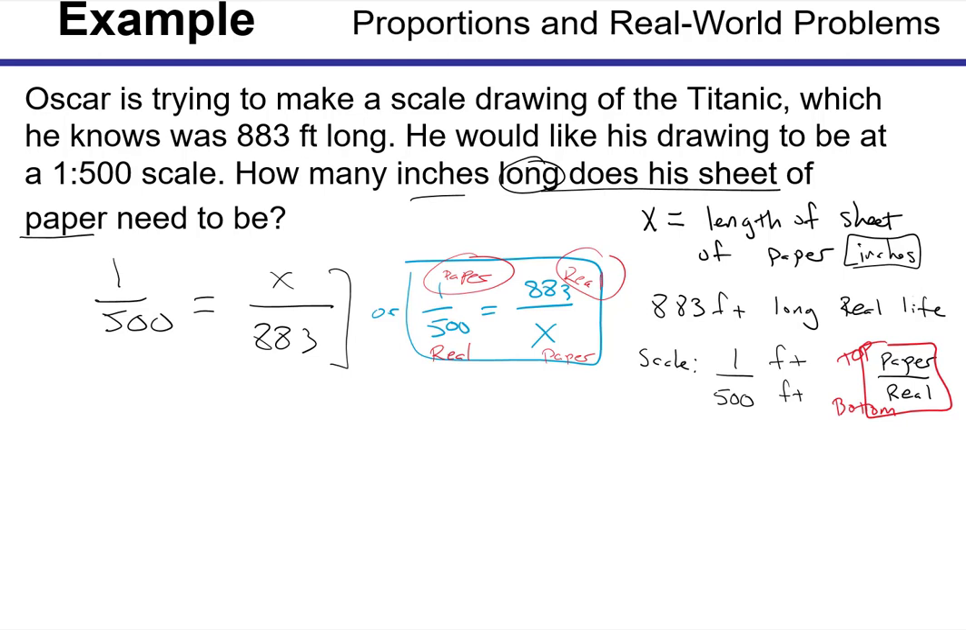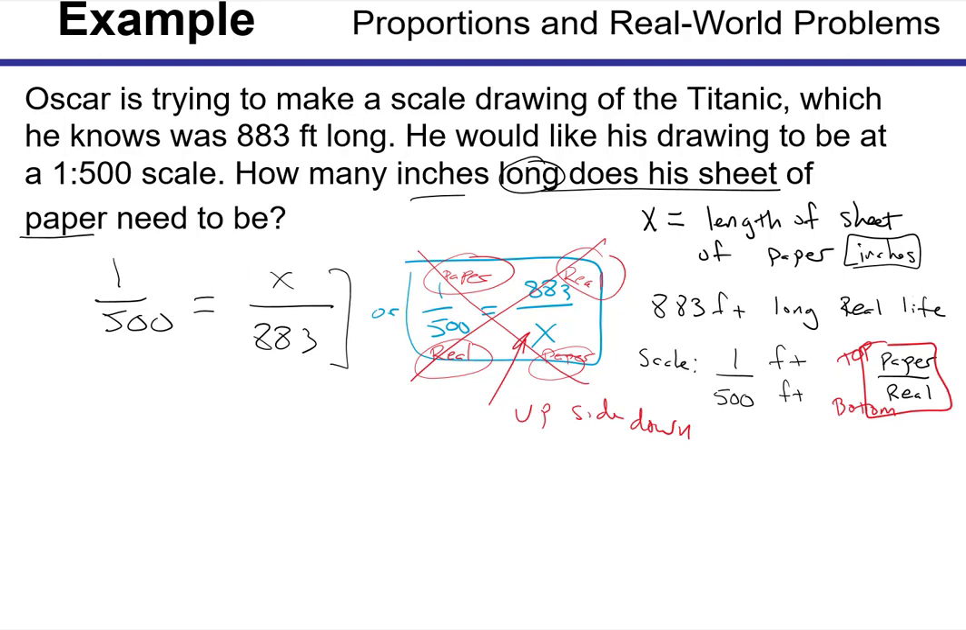The first one is paper on top and the second one is real life on the top. The bottom is real life on the bottom and paper length on the bottom. They're not matching up. The blue one is incorrect. I had this fraction upside down and it's throwing off the equation. It's going to give me a completely wrong answer.